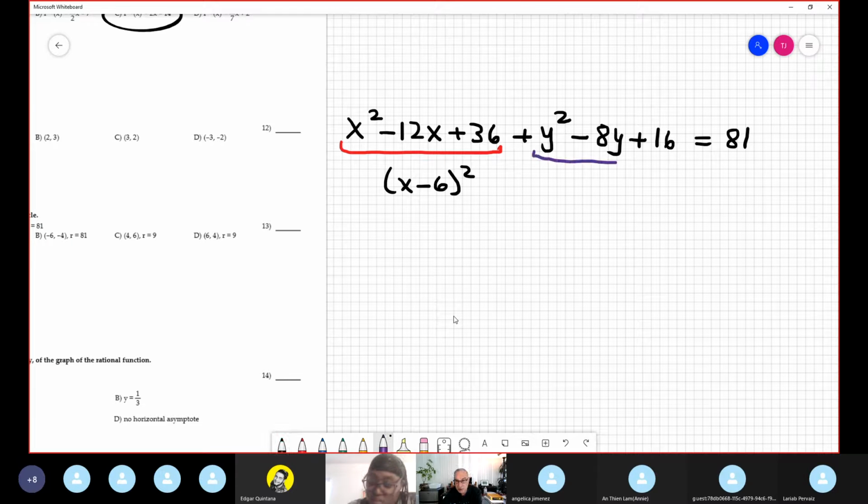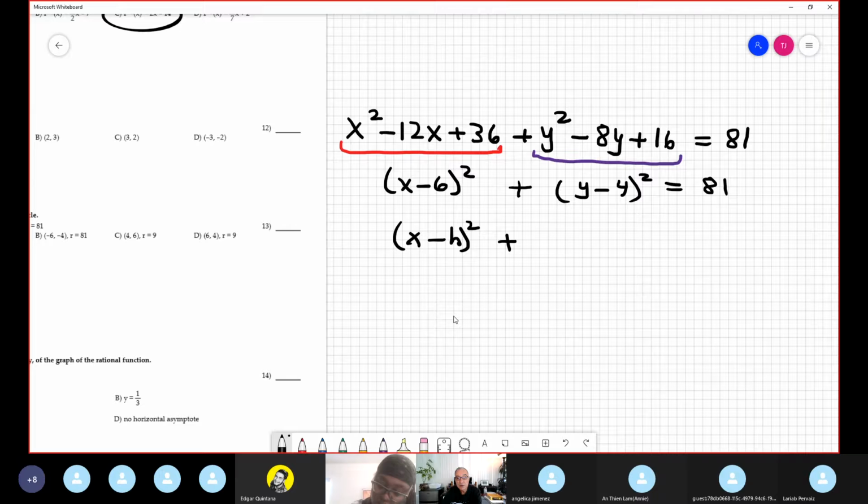Likewise, the factorization of this one is y minus 4. What comes from 4? It's the square root of 16, no? Square root of 36 is 6, square root of 16 is 4. Squared equal 81. So we compare our particular example with the formula that I suppose you know by memory, which is this.